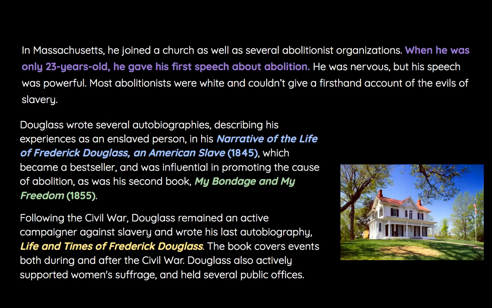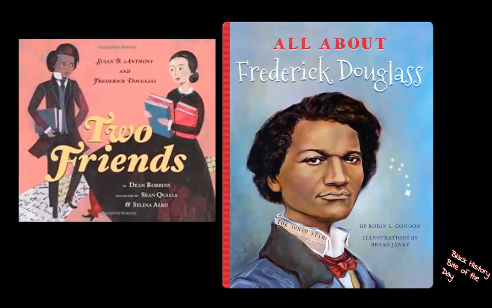Throughout his adult life, Douglass also actively supported women's suffrage, and he held several public offices. If you're not familiar with what women's suffrage was, it is the fight for women to be able to vote. In this bottom right-hand corner, you see a photograph of the house that Frederick Douglass lived in with his family. This house is in Washington, D.C. It's called Cedar Hill, and it's now preserved as a National Historic Site. People visit it as tourists.